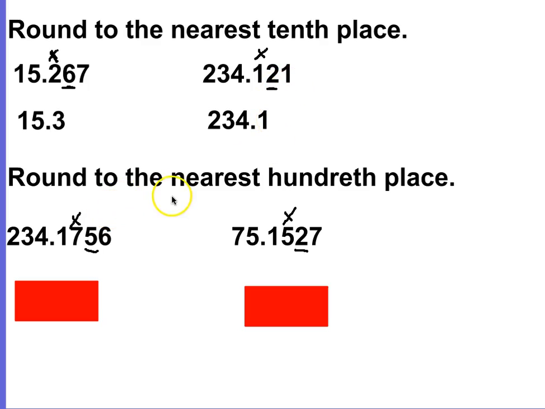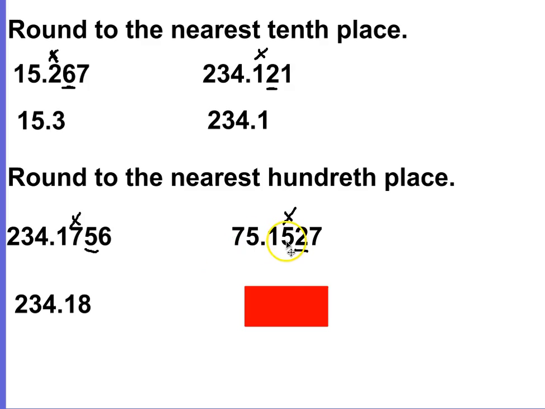In these next 2 examples, you're rounding to the hundredths place. So 7 is the hundredths place. 5 is the number to the right. And the 7 goes up 1 to an 8, and the rest of the numbers drop off.